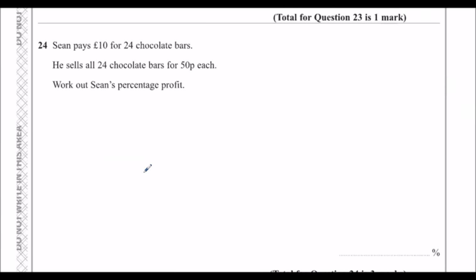Question 24. Sean pays £10 for 24 chocolate bars. He sells all 24 chocolate bars for 50p each. So that's 24 50p's. We'll give him £12. Work out his percentage profit.